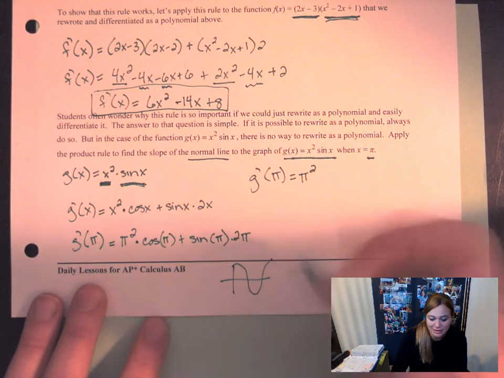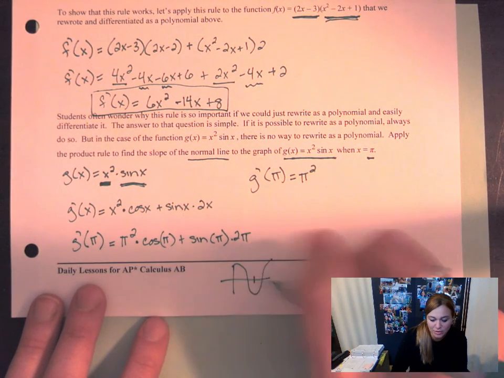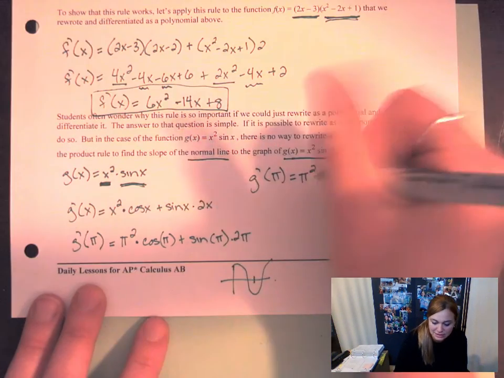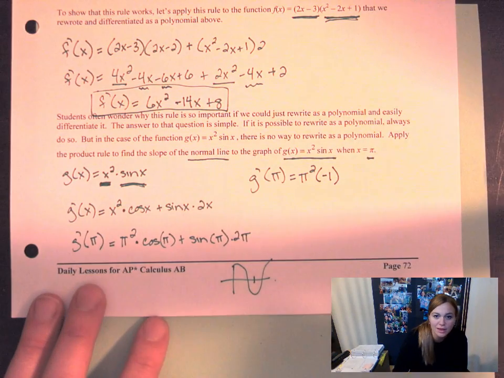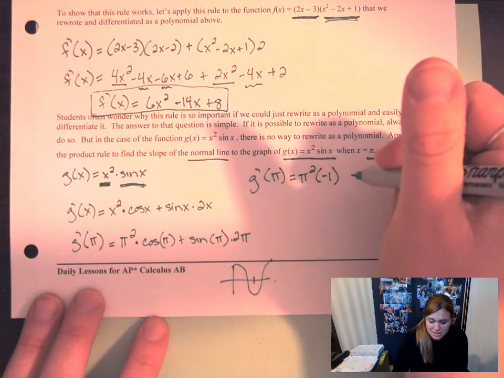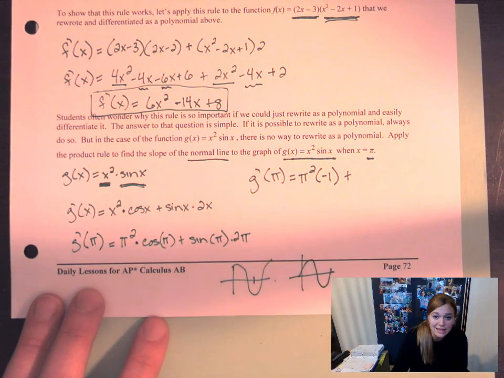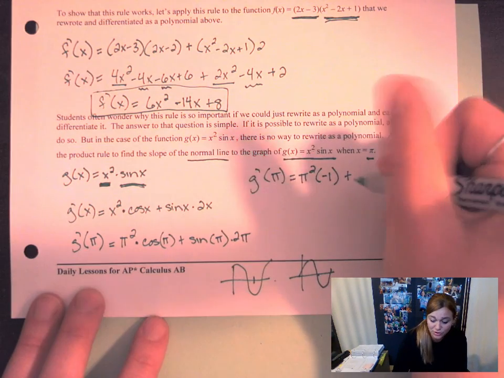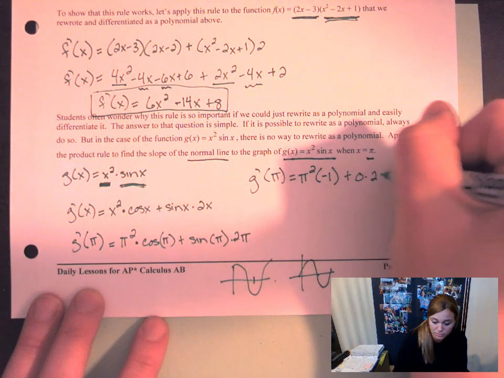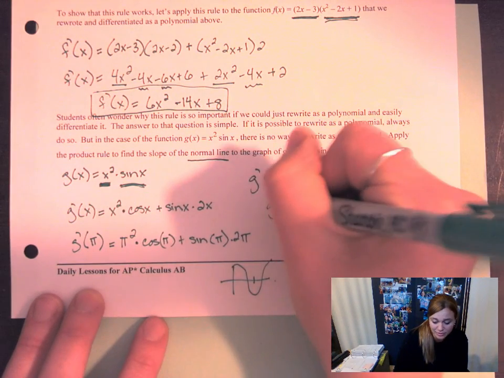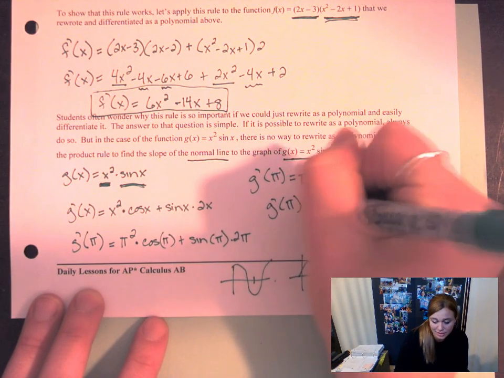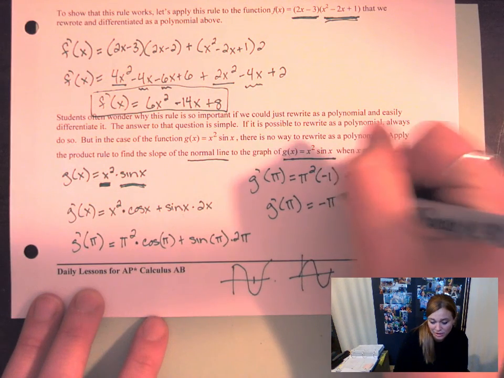I would write something like this. Pi would be right here, halfway between 0 and 2 pi. So this is negative 1. Plus sine of pi. Sine curve in my mind looks like that. Sine of pi would be 0 times 2 pi. So if I simplify this one more time, I would get negative pi squared.